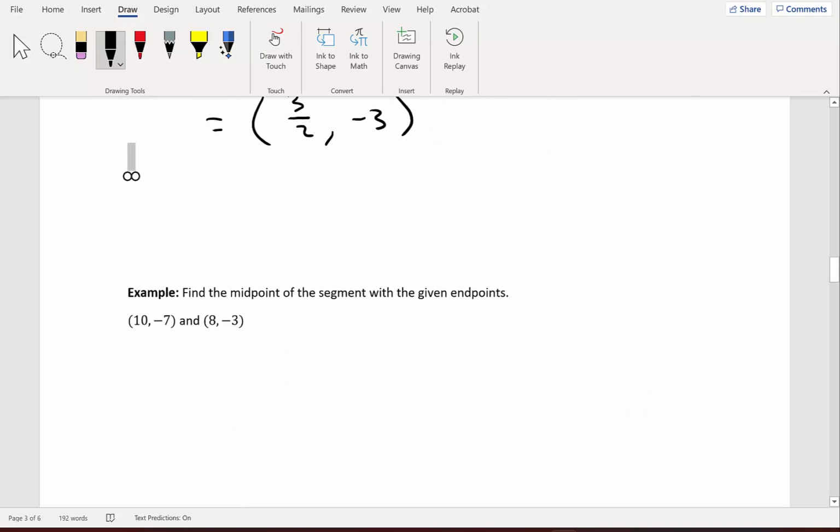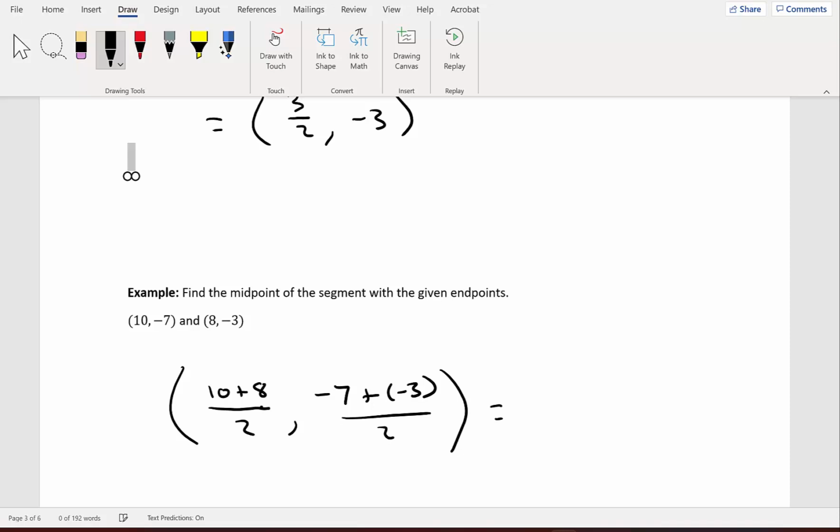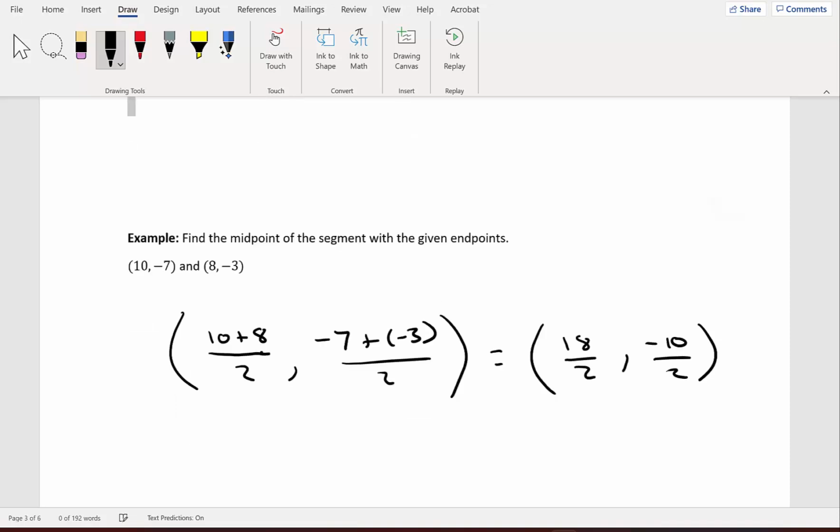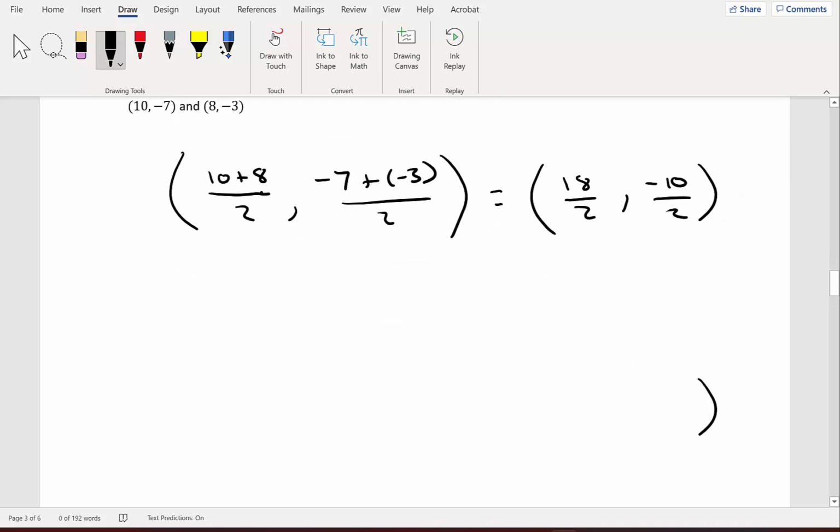Let's try another one. Okay, so same thing. So add your x coordinates, so I have 10 plus 8, and then divide that by 2. And then my y coordinates do the same thing, so I have negative 7 plus negative 3, and then I divide that by 2. And now simplify. So 10 plus 8 gives me 18, and I've divided by 2. Negative 7 plus negative 3 gives me negative 10, and then divided by 2. So simplifying, we get 9 comma negative 5.